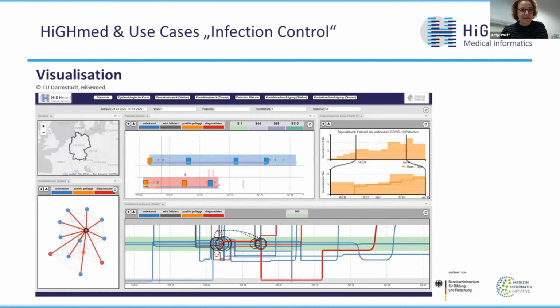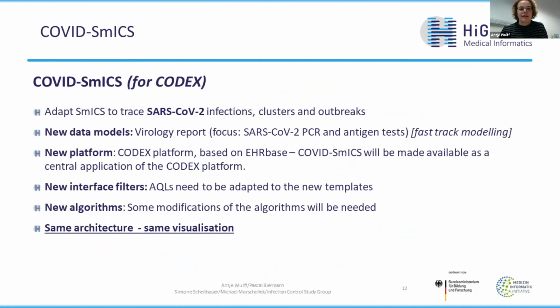But then, of course, Corona happened, and it is quite straightforward that we might be able to use this application to trace COVID and Corona infections. And this is, of course, what we started to do. We started to implement it as COVID mix, especially in the first case for Codex. Codex is the platform project Birger presented. And the focus now is to adapt mix to trace biology findings. And the focus, of course, is on the SARS-CoV-2 infections, clusters and outbreaks.